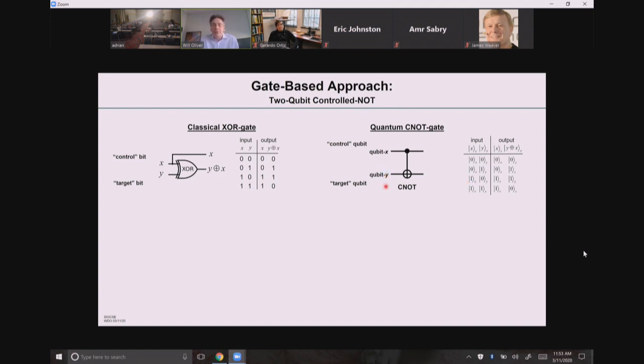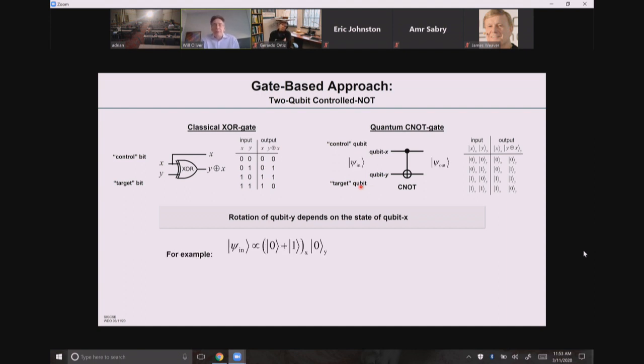And let me just describe briefly how this works. The rotation of qubit Y depends on the state of qubit X. So let's have an input and an output, and we're going to assume that our input is in this state here, where qubit X is in a superposition state, 0 and 1, and Y is in the ground state.